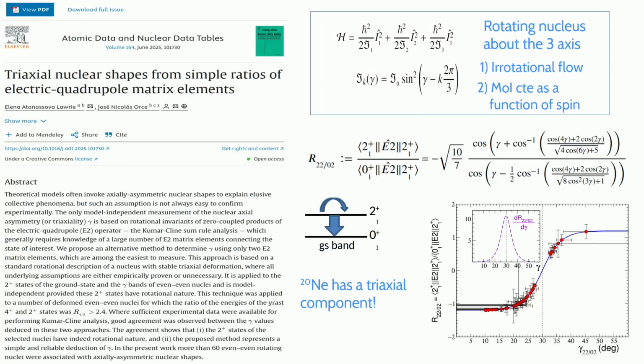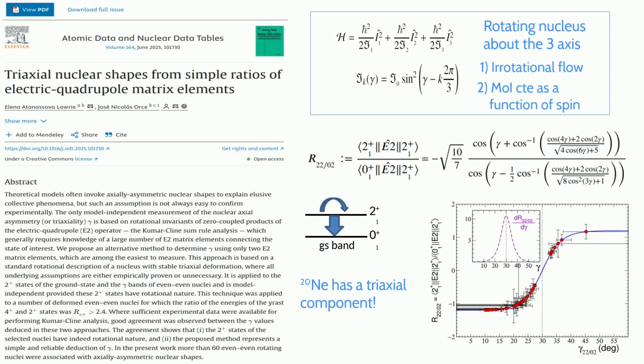We thought we were doing something new by taking a rotating nucleus and rotating about the three axes, assuming rotational flow and a constant moment of inertia as a function of spin. So we get a ratio. This is one of them, a ratio of matrix elements. And you can see this is the theoretical curve and it agrees very nicely. The data points, we take basically the experimental matrix elements and we compare with this model.